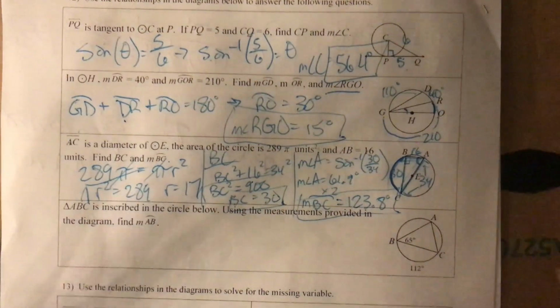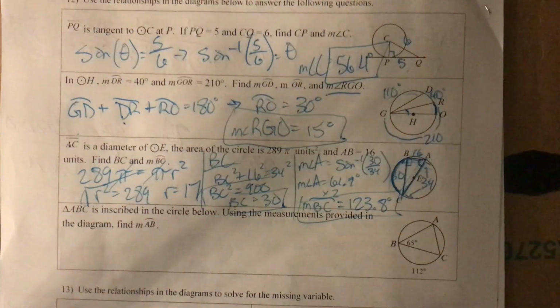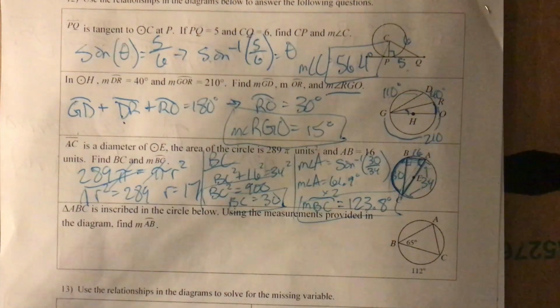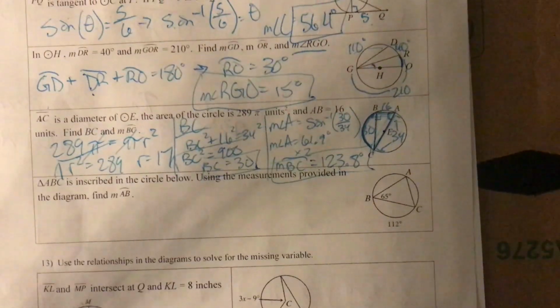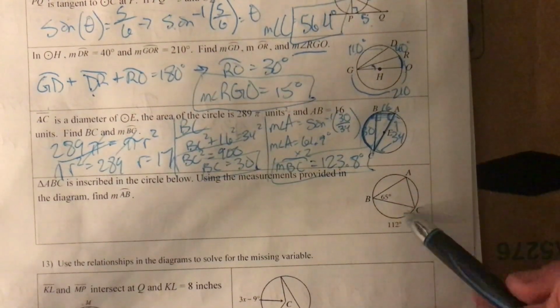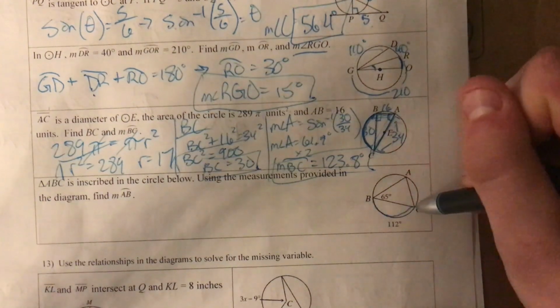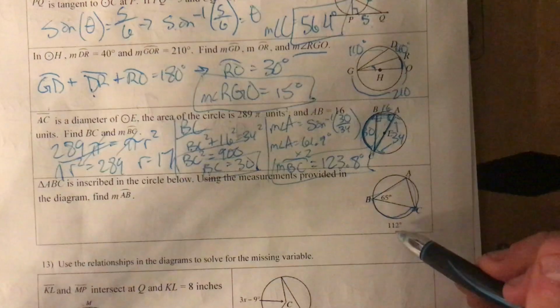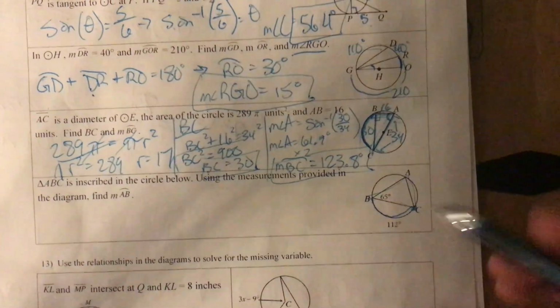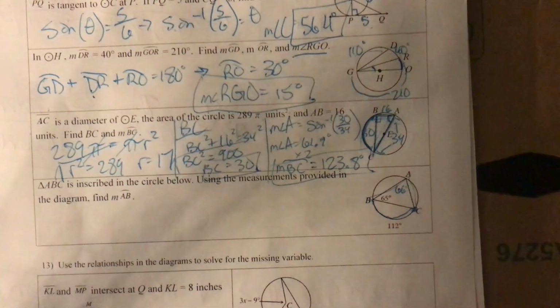Triangle ABC is inscribed in the circle below. Using the measurements provided, find the measure of angle or arc AB. Interesting triangle we've got here this time. Since this arc right here is 112, I'm going to look at where it ends, bring it back. I've got an inscribed angle, which means it has to be half of the arc, which makes that 66 degrees.